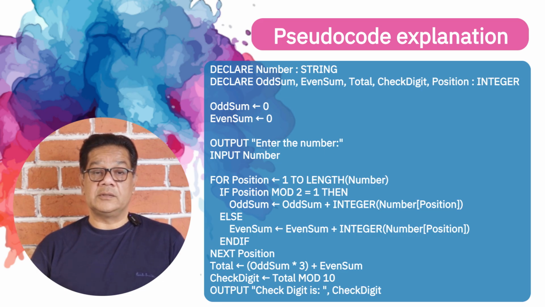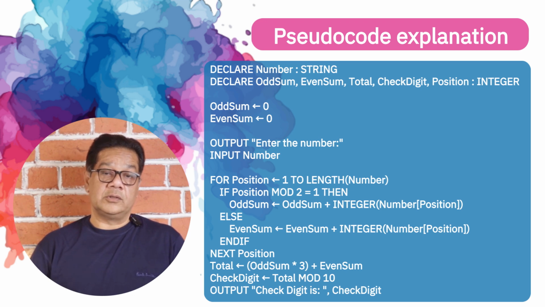The program then asks the user to enter the number and stores it in the variable number. After that, a for loop starts. The loop runs from position 1 to the length of the number. Inside the loop, the program checks whether the position is odd or even. If the position is odd, the digit at that position is converted to an integer and added to odd sum. If the position is even, the digit is added to even sum. This continues until all digits of the number have been processed.